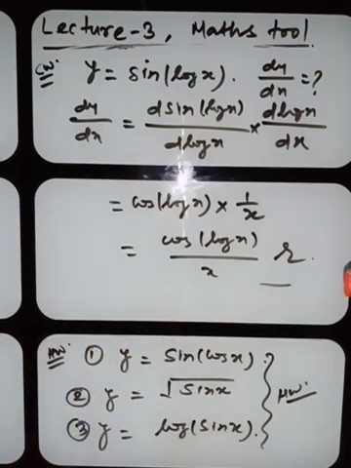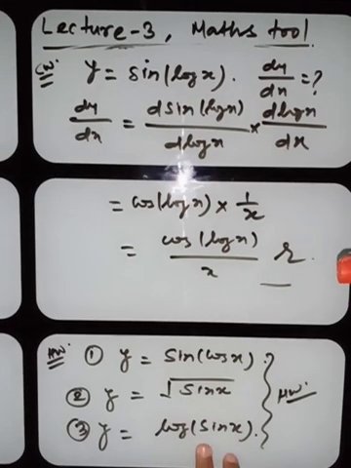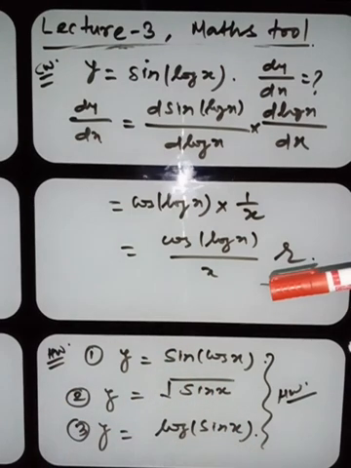And here log x, we know the derivative of log x, but in the place of x we are having sine x, we don't have x directly, so you will first make the chain. What you have to do is write d log sine x divided by d sine x, and then you will make the chain. After that you will be able to get the differentiation.